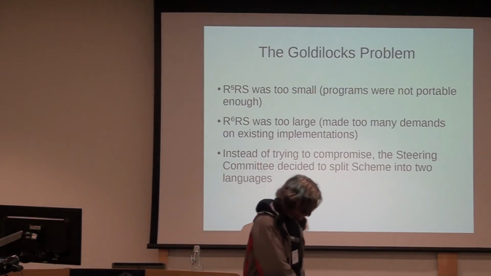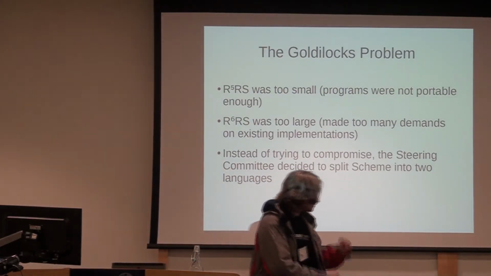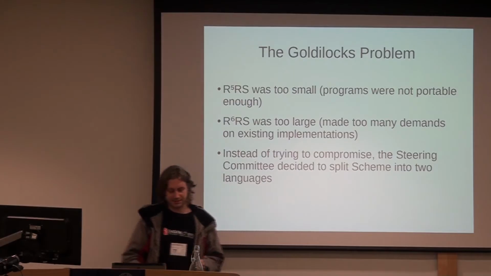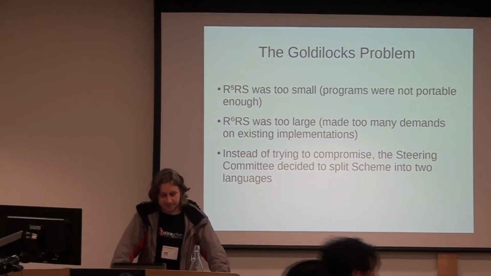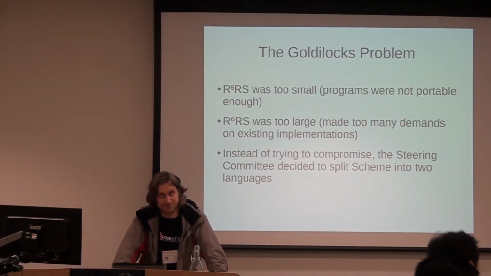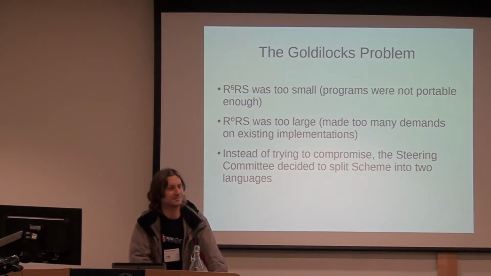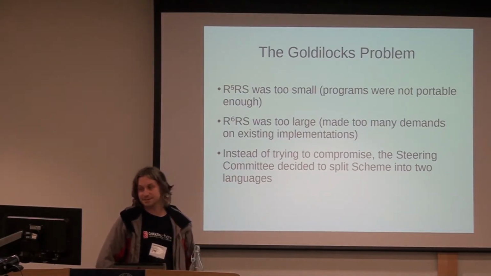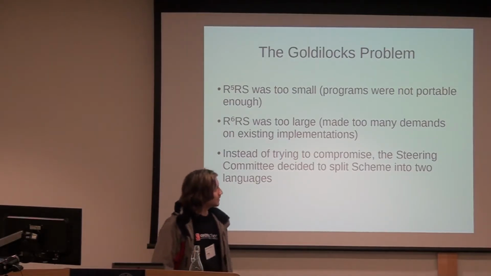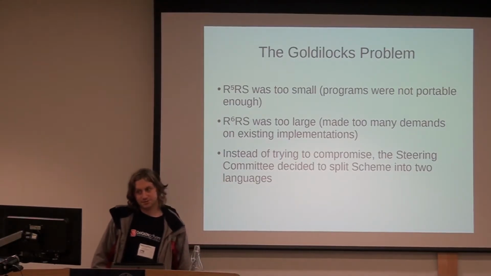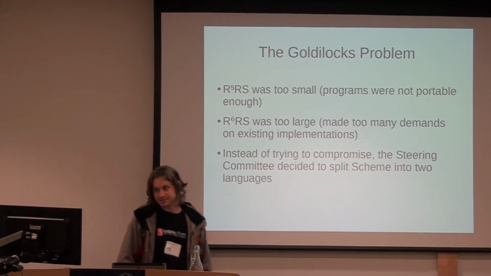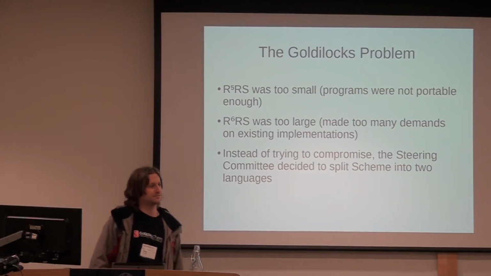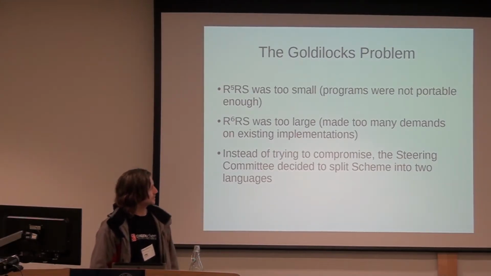So, R7RS. For those who aren't familiar, the Scheme specification standard, so much as it is, goes through revisions. This is the seven times revised report on the programming language Scheme. So obviously we came after R6RS. But when R6RS came out, there was a lot of controversy about it. People didn't like it for various reasons. Some people loved it, and so there was a bit of a war, which was unfortunate for Scheme.